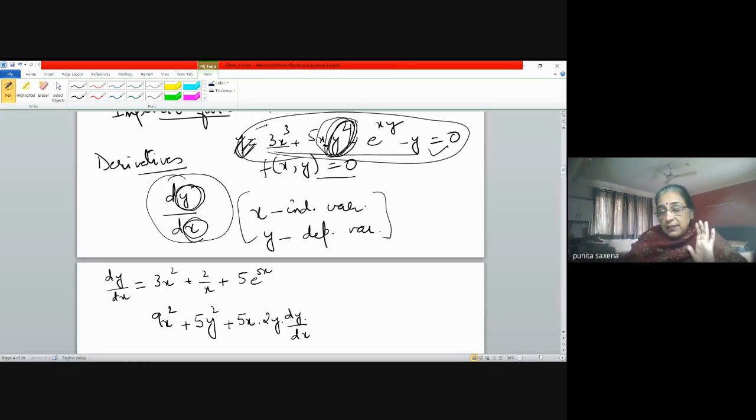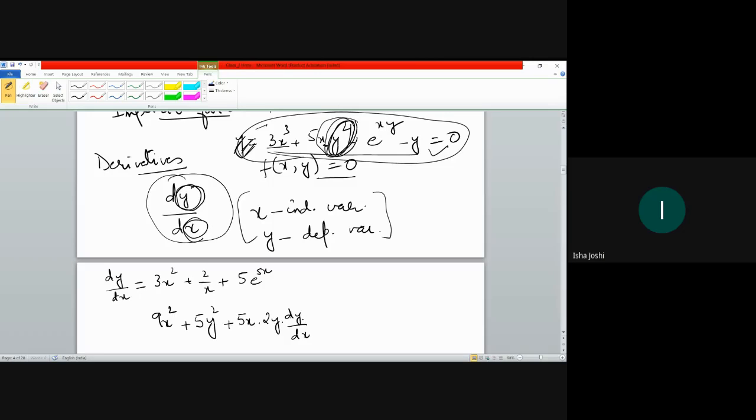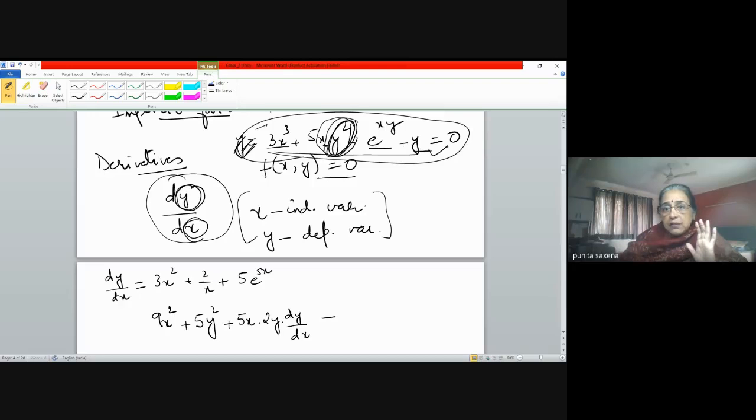ये याद है कि नहीं है? इसी तरह से करते थे. Yes, ma'am. Similarly, the other terms can be differentiated. ठीक है ना? So what I want to emphasize here is that whether I have an explicit function or an implicit function, I can differentiate.